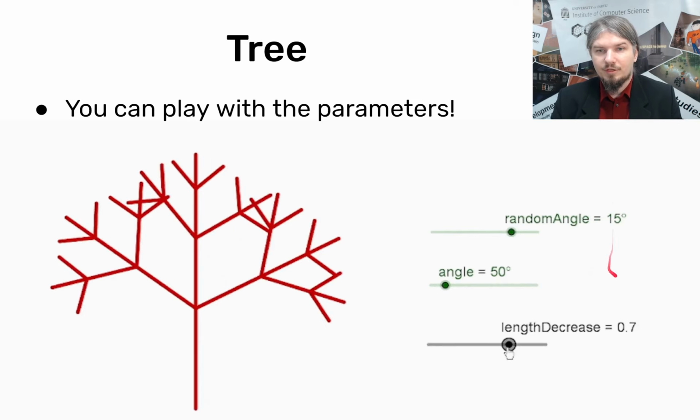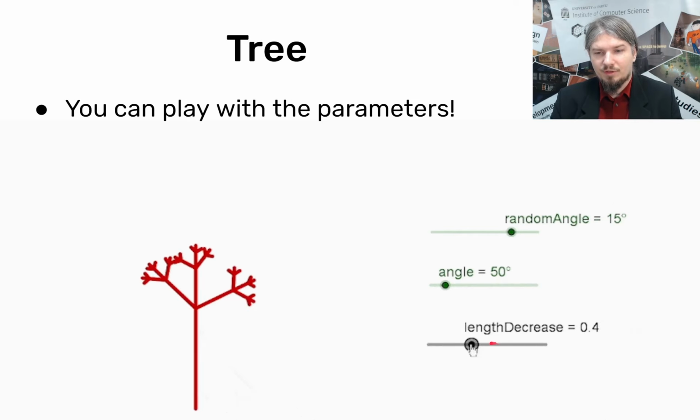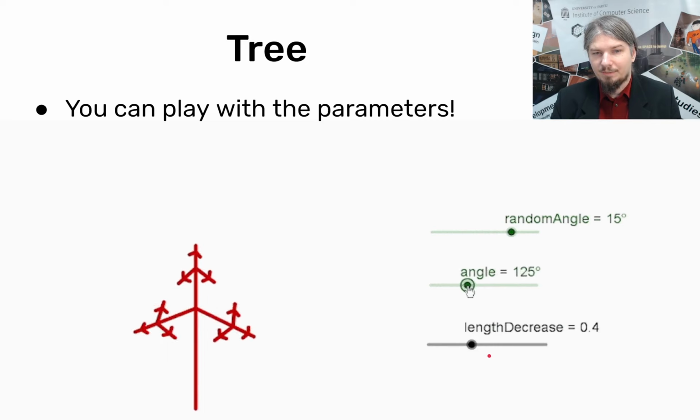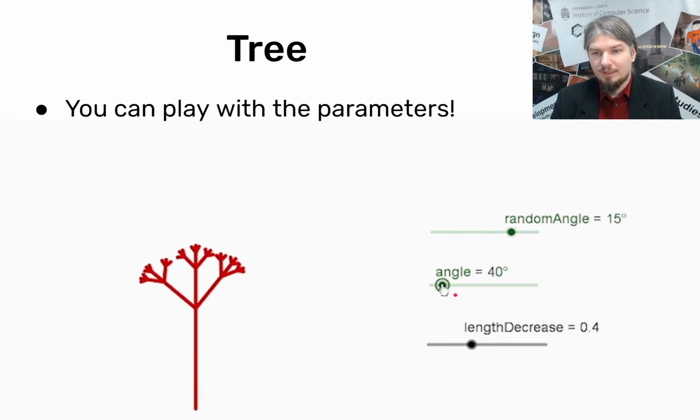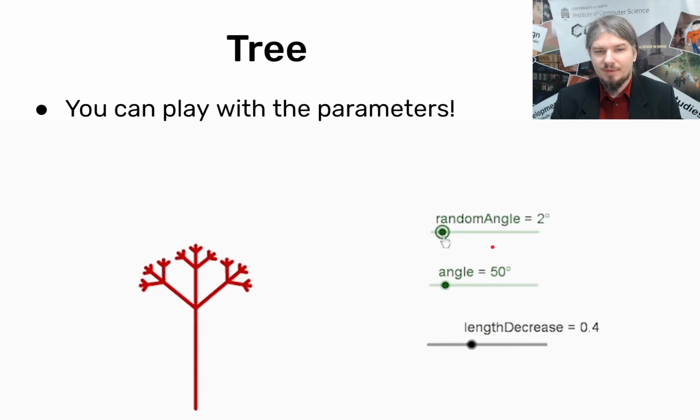Of course, we could also play around with the parameters. So how much shorter should the child branches be? What's the default angle that the child branches grow at? And what's the randomness factor? So how random will these new angles be?